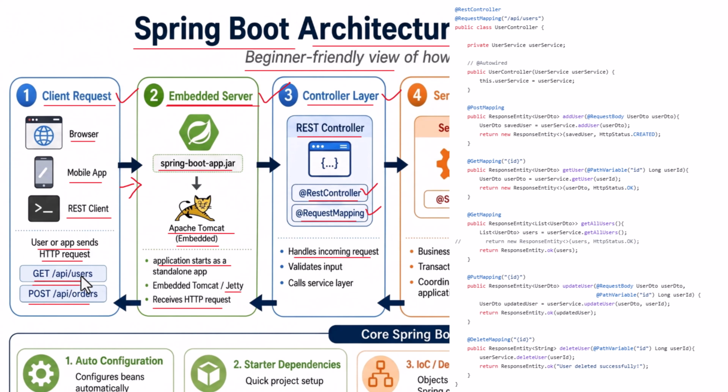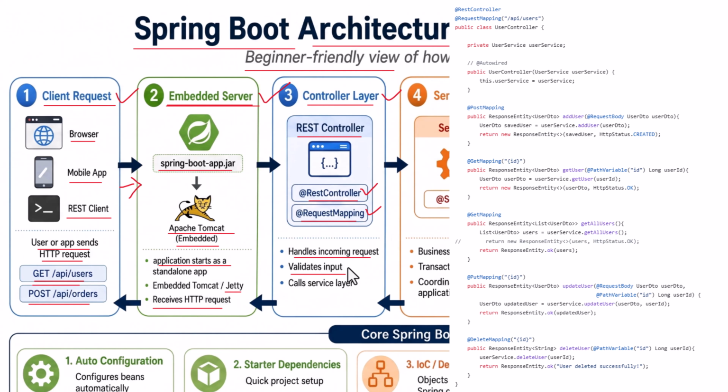GET /api/users. Spring checks the available controller mappings. It finds the controller method mapped to this URL and HTTP method. That method is then called. The controller layer handles the web-related part of the request. It can read path variables from the URL. It can read query parameters. It can read HTTP headers. It can also convert a JSON request body into a Java object. The controller may also validate the incoming input when request validation is configured.